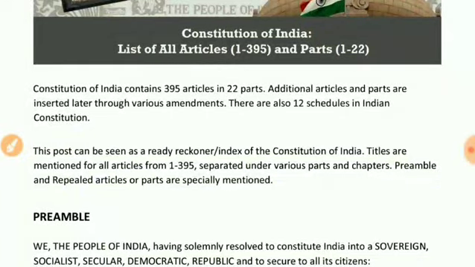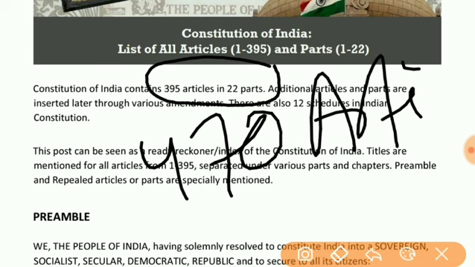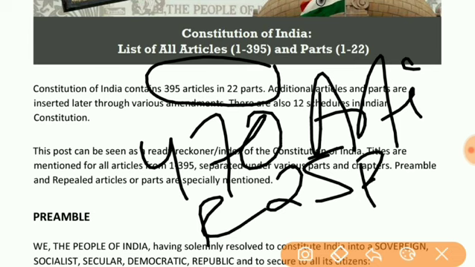As we know, in the original Constitution we have 395 articles and 22 parts, and then additional articles and parts were inserted later through various amendments. And now we have 470 articles and 25 parts with 12 schedules.